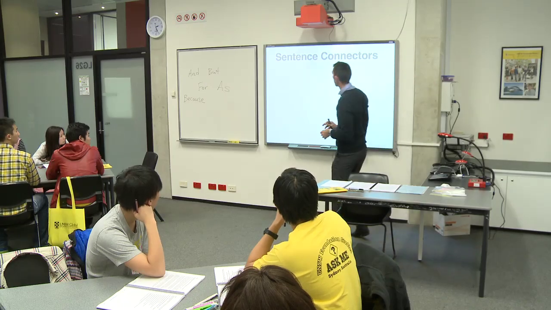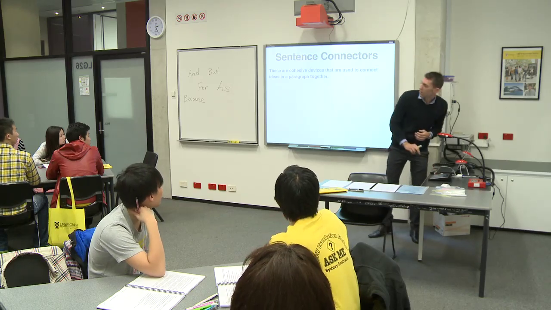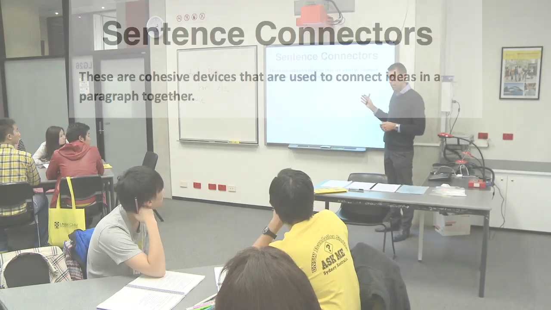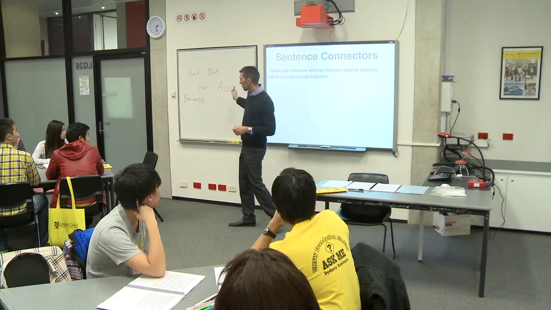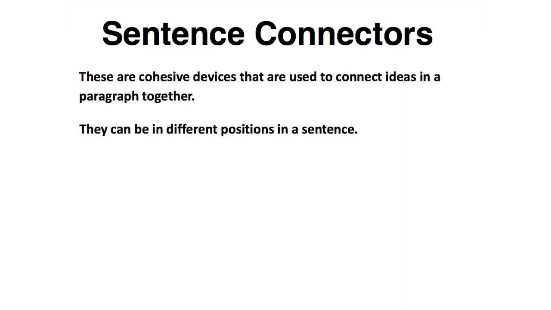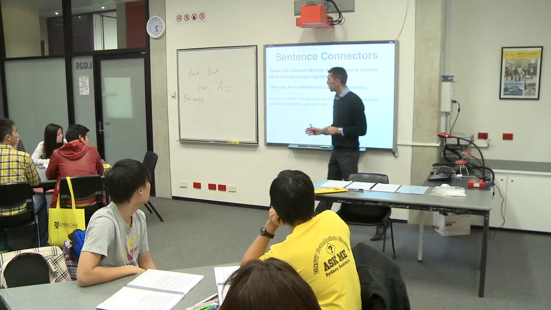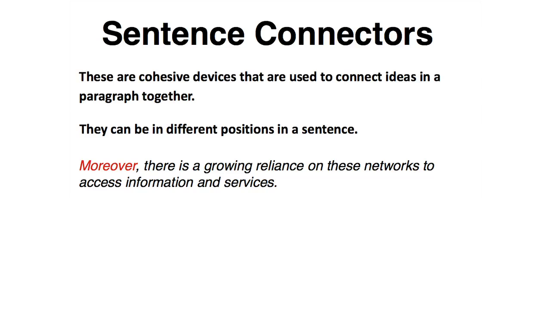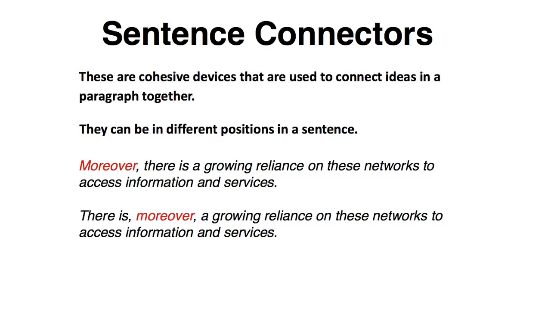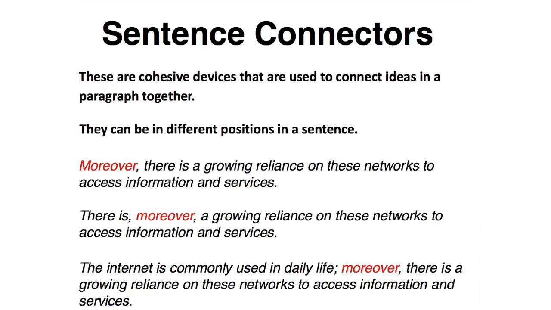Now sentence connectors, I just want to introduce them a bit to you now. They are a type of cohesive device and they're used to connect ideas in a paragraph together. So like these words up here as well, these words can be in different positions in the sentence. Let's have a look at the word moreover, for example. Moreover can be like that at the start of the sentence. But also moreover can be in the middle of the sentence, like that. It can also be like that in a sentence, where it's connecting two sentences together to make a longer sentence.